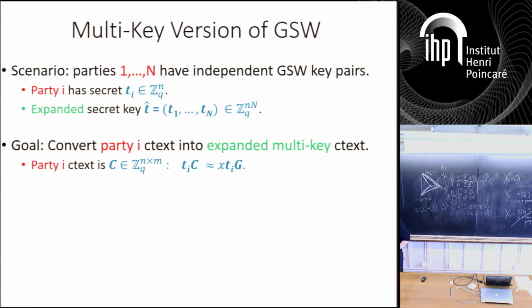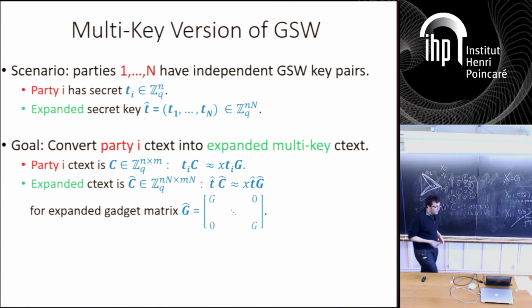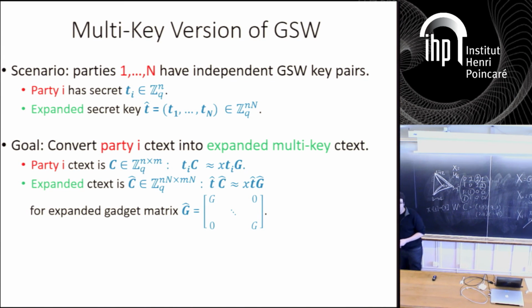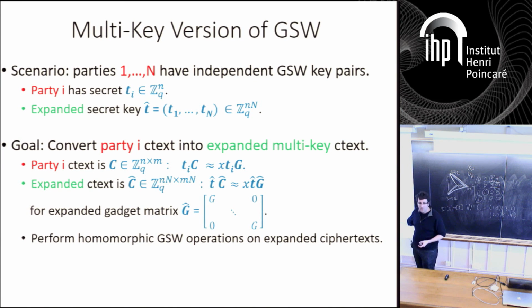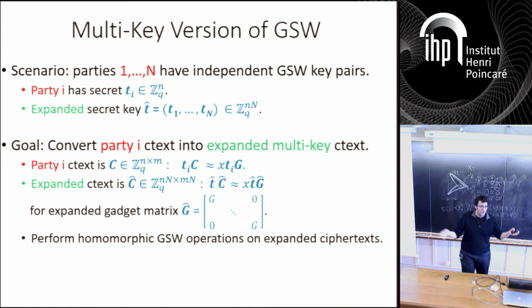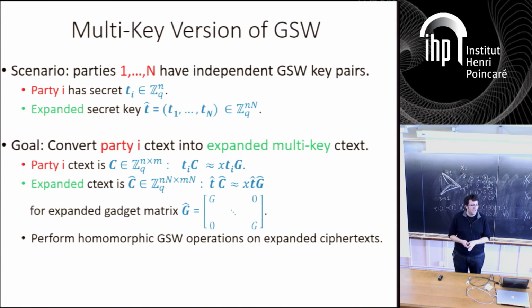So more concretely, I start with a ciphertext C that's a good ciphertext for party i, and I want to expand it into ciphertext C hat, which satisfies the same property, but for the expanded secret key. And all the dimensions blow up proportionately by this factor. Okay, so that's my goal. And if I'm able to do that, then I can just perform the same homomorphic operations on these expanded ciphertexts. So I'll take all the individual ciphertexts, expand them out, and then do the homomorphic operations the exact same way I did before. So I don't have to show you how to do homomorphic operations anymore. All I have to show you is how to do this expansion operation.